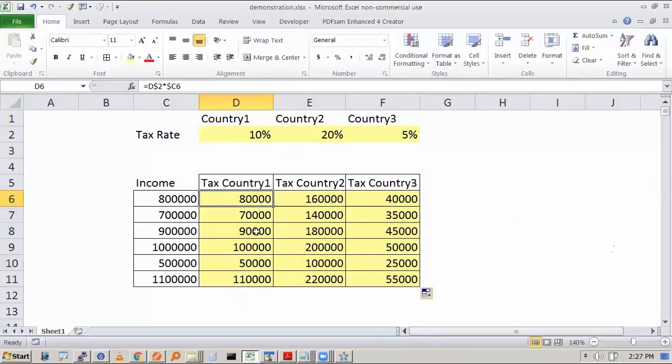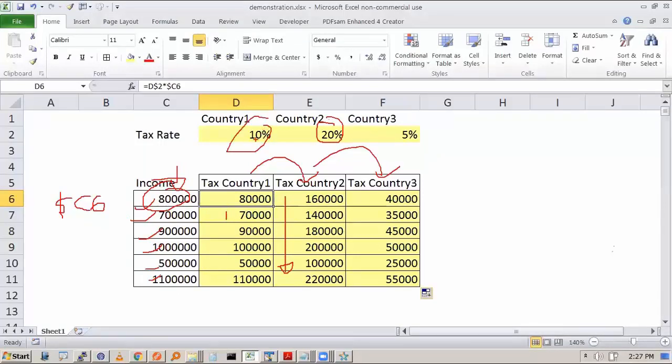Okay, by understanding that when the tax country is changing, this tax rate should change, but the income should not change. Okay, so we have to fix column when we are referring to the income. So when income is referred C6, it has to be fixed by dollar, so that when we are moving to the right, it stays. But when we are moving down, okay, what will happen? This will change. That is okay. Income is changing. That is okay. What about the tax? Tax will not change. Tax rate should not change. It should remain as 10%.